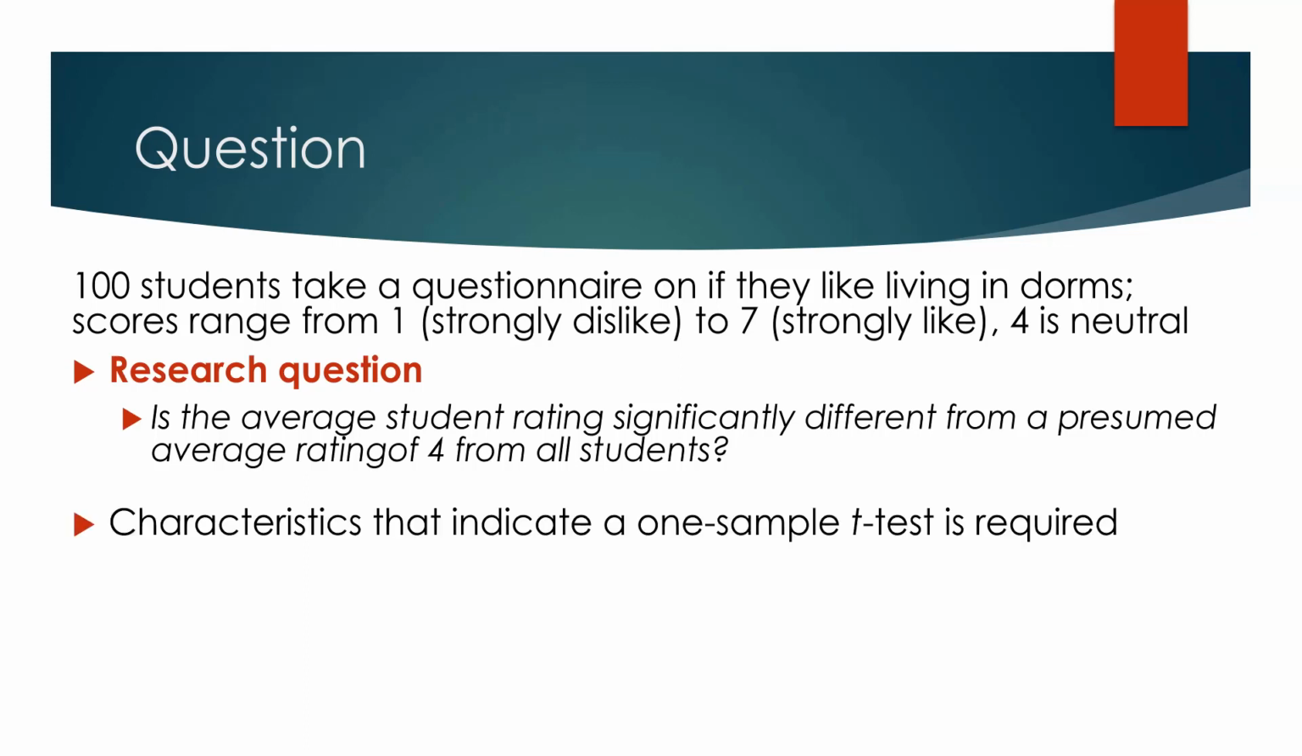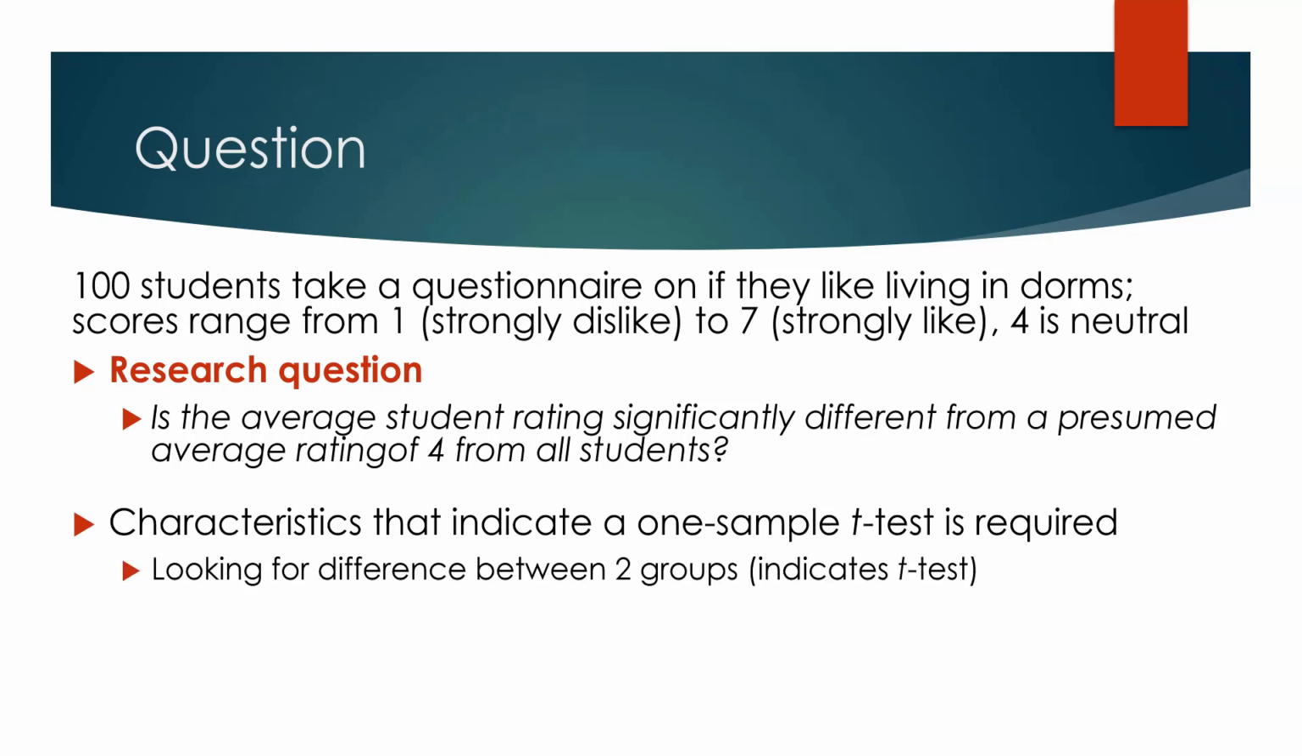So let's look at some characteristics of the research question here that indicate a one sample t-test. One, you're looking for a difference between two groups. Now, as we said before, the two groups in a one sample t-test are the sample and the population. So things that indicate that here would be the average student rating. That's referring to the sample, right? The sample of 100 students. And then all students would be from all the students who live in the dorms. So that would be our population mean that we're comparing to.